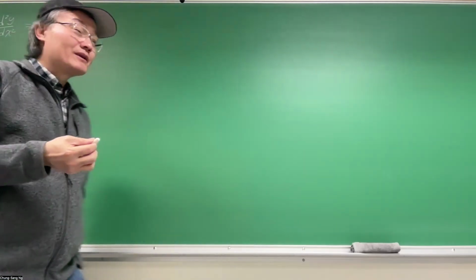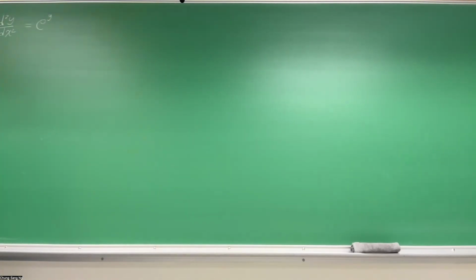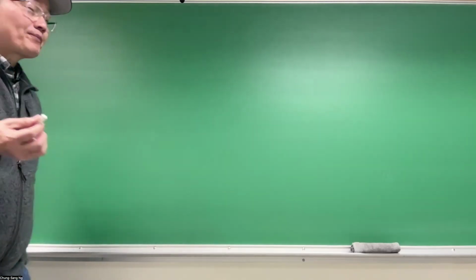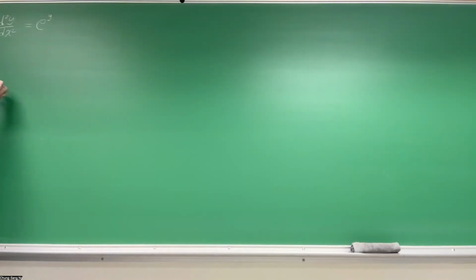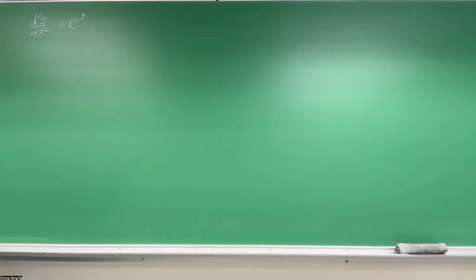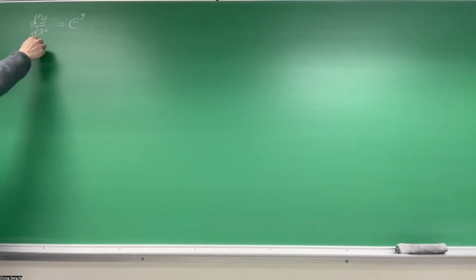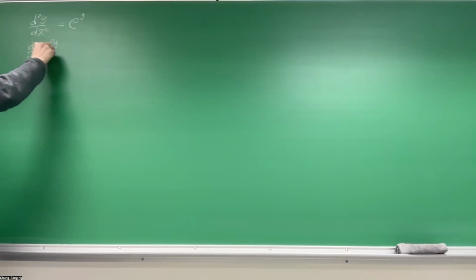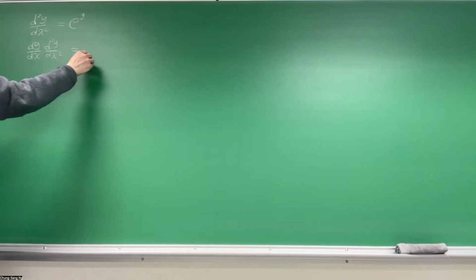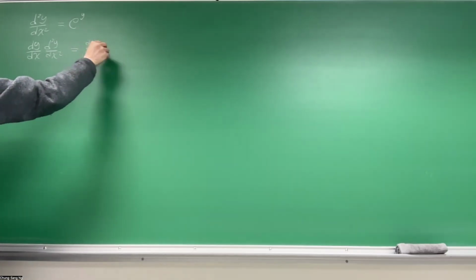Newtonian mechanics problem. The easiest way to solve it is to get to energy conservation first. To get the energy conservation, you basically multiply this equation by dy/dx. So d squared y over dx squared times dy/dx equals dy/dx times the right-hand side.